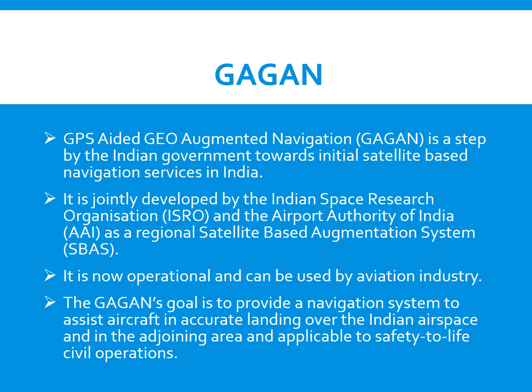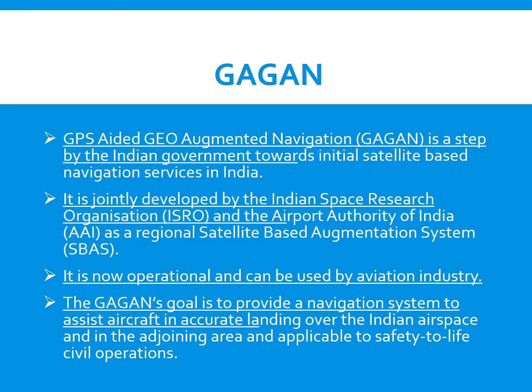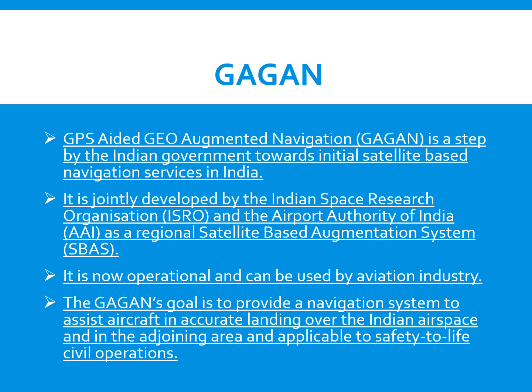GAGAN, GPS aided geo-augmented navigation. GAGAN is a step by the Indian government towards initial satellite-based navigation services in India. It is a system to improve the accuracy of a global navigation satellite system receiver by providing reference signals.